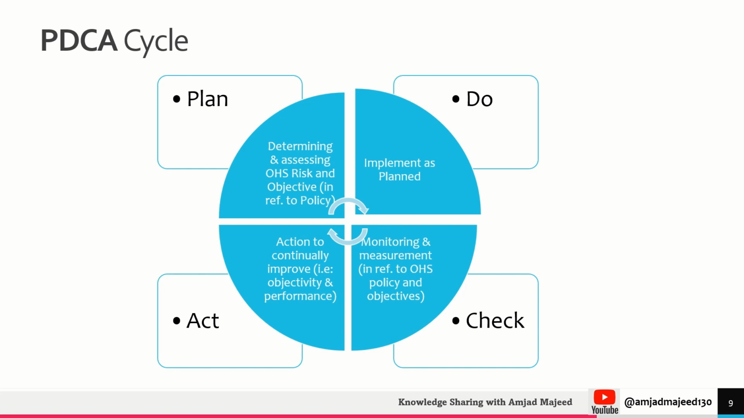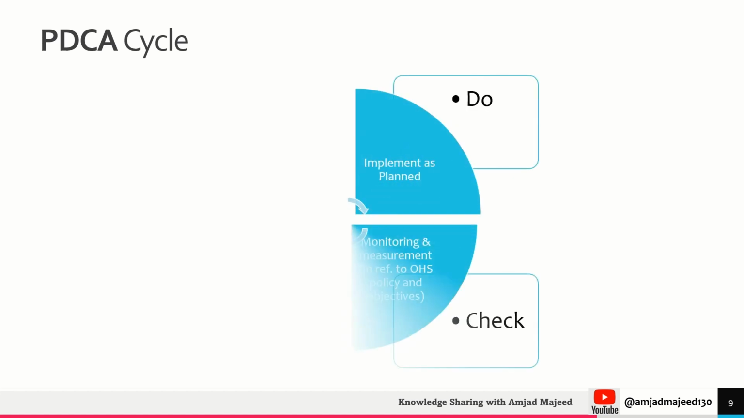And then it is a never-ending process. If you see in the center, it is a continual, basically continuous cycle. So we'll not be stopping once we have checked and we have acted whatever it was. Again, we'll go back, we'll see where we can improve, we will plan that, and then again the same cycle will start: plan, do, check, act.